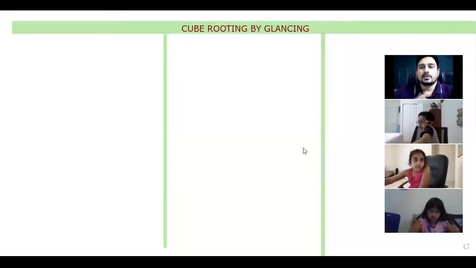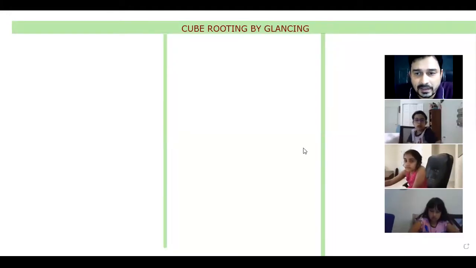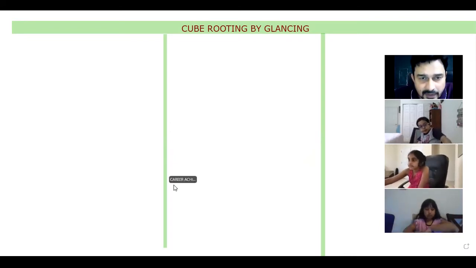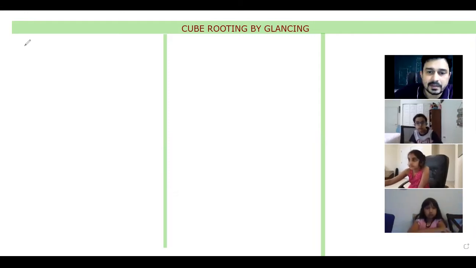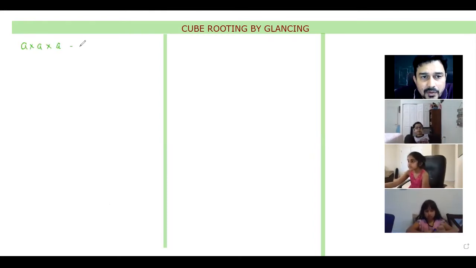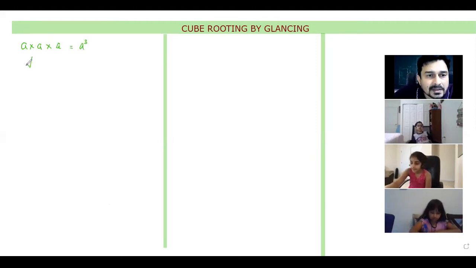Okay, so today's lecture is cube rooting by glancing. First of all, let us understand what cube rooting is. As in the previous class, we studied square rooting. In a similar way, if a is multiplied 3 times, you get a cube. So the cube root is written like this, and is read as cube root of a cube.